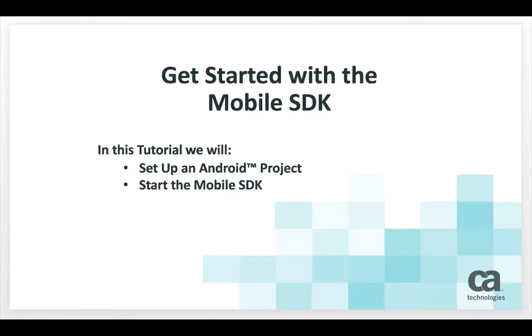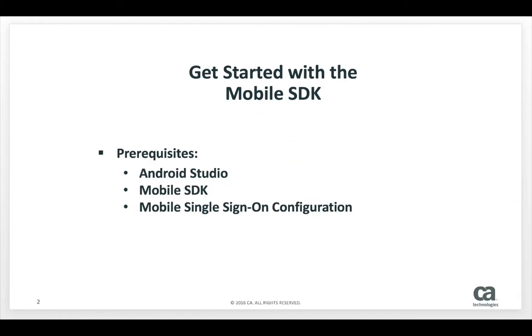Hi, I'm Sandra. In this tutorial, I will show you how to integrate the CA Mobile SDK into an Android application. In order to integrate the Mobile SDK into an application, you will need Android Studio installed and have the Mobile SDK available. Ask your administrator to export the mobile single sign-on configuration from the MAS server you plan to use.